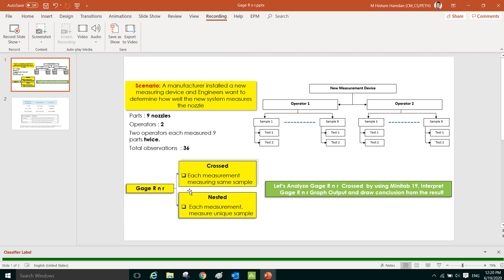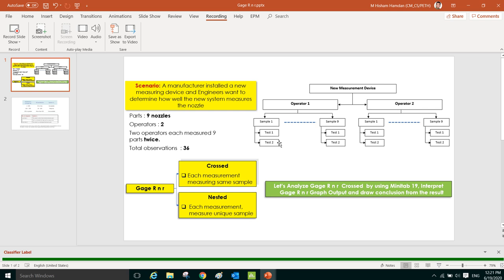So today I would like to share on how we can use Minitab 19 to analyze our gauge R and R. So example here, in this case, we have a scenario given: a manufacturer installed a new measuring device and engineers want to determine how well the new system measures the nozzle. So they have selected two operators for this experiment, and every operator will be given the same 9 samples, and each sample needs to be tested twice.